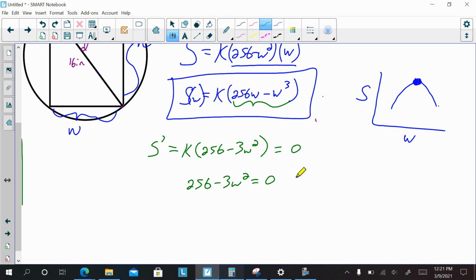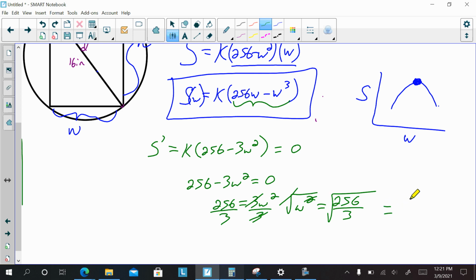So add 3W squared to both sides. Divide both sides by 3. So W squared is 256 over 3. If we take the square root of both sides, then W is plus or minus. Well, W can't be negative. We don't want a negative width. So the square root of 256 is 16, and then 3 is not a perfect square. So this is our critical point.